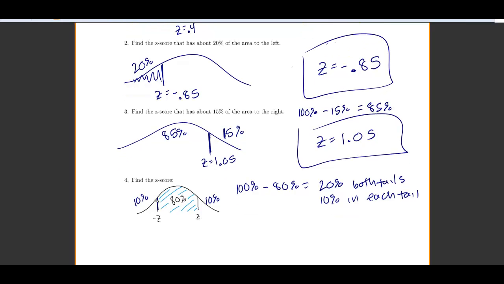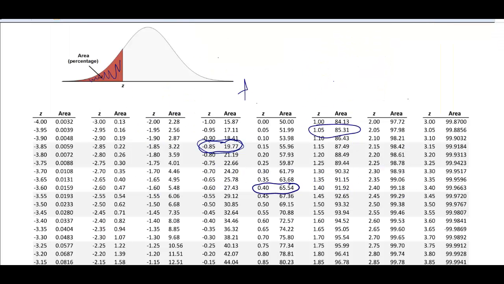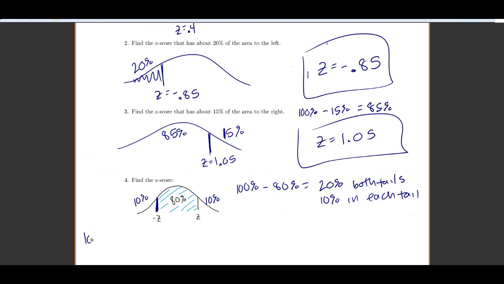So if I was to try and find this z-value, there's 10% to the left, so I could just look up 10%. If I look up 10%, looks like my closest is this negative 1.25. So z equals negative 1.25.